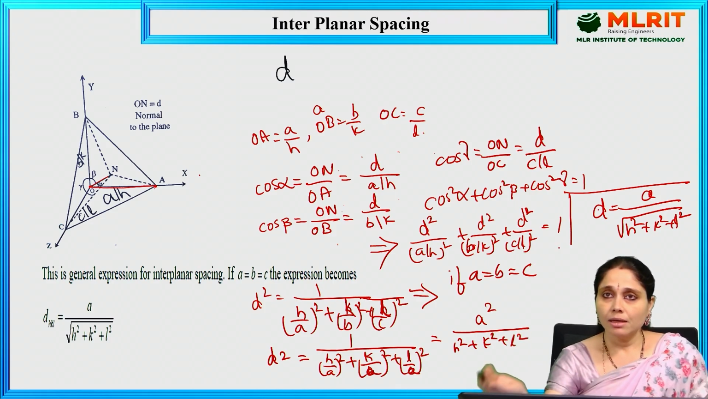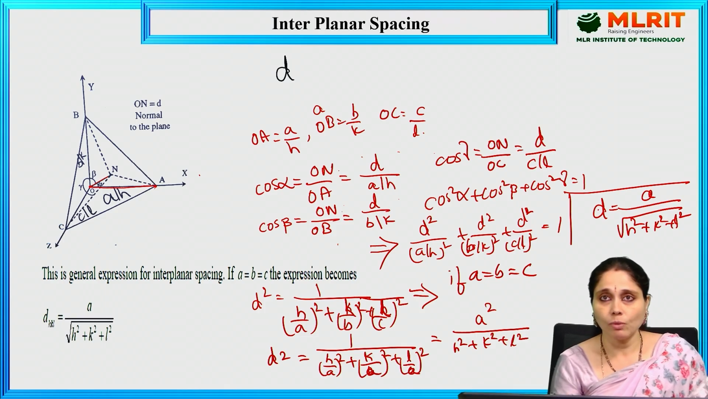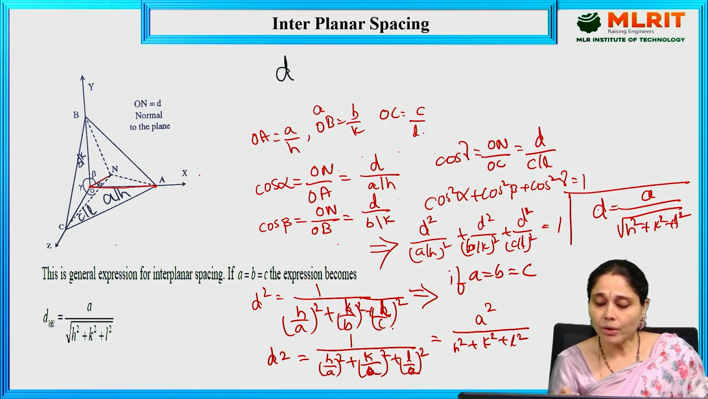Then, moving the remaining parts to the other hand side, D square is equal to 1 by (H by A) whole square plus (K by B) whole square plus (L by C) whole square. Okay. So, if A is equal to B is equal to C at this moment, then D square is equal to 1 by (H by A) whole square plus (K by A) whole square plus (L by A) whole square, that is equal to A square by H square plus K square plus L square.